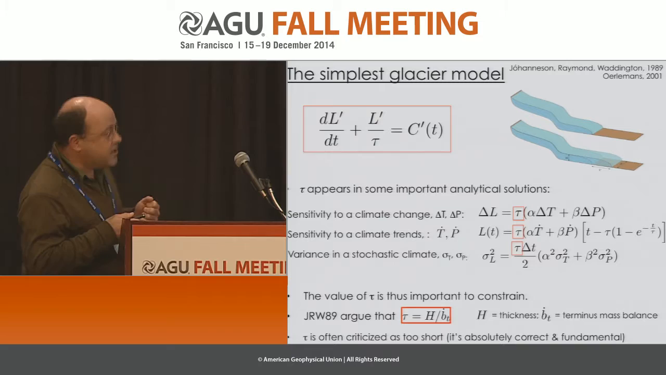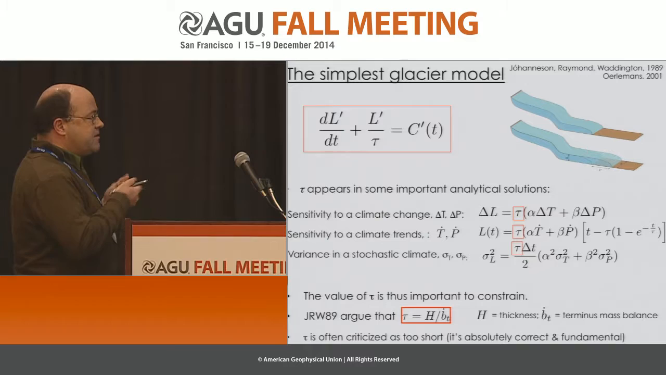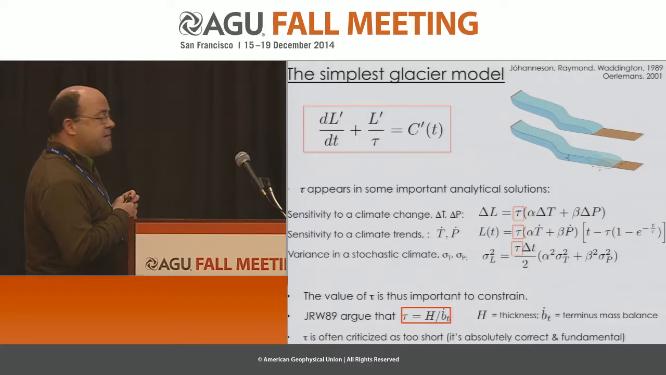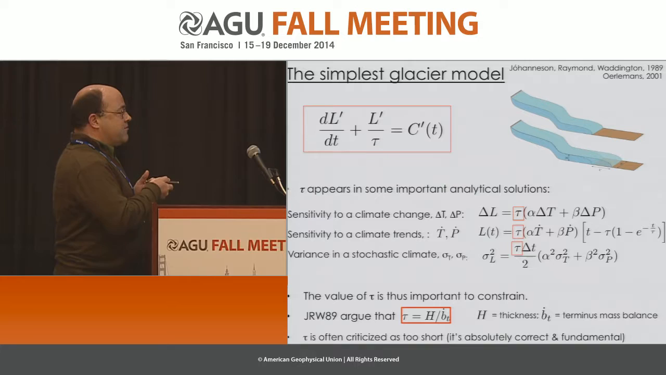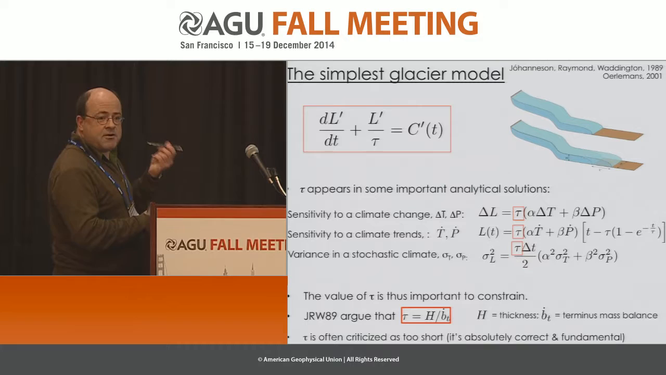Johannesson et al. originally argued that that timescale should be represented as the ratio of the mean glacier thickness to the terminus mass balance rate. H over B dot is a well-known relationship. That's often criticized as being too short, and I want to make the point that actually it's completely correct and very fundamental.